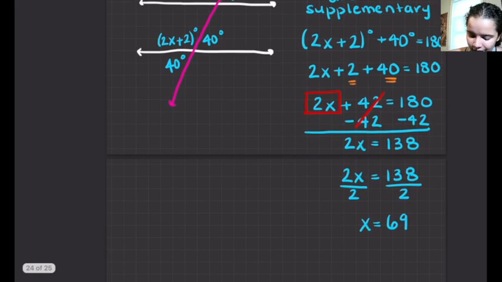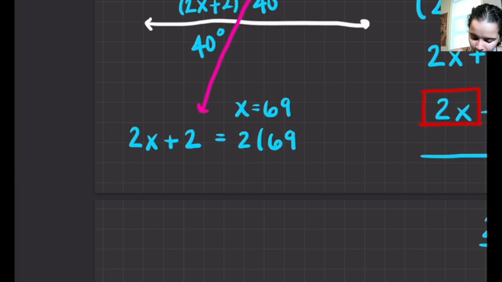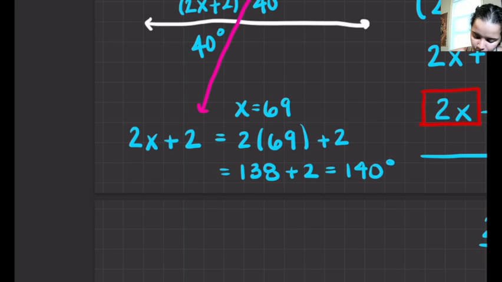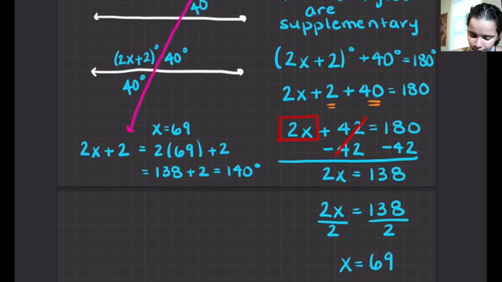So x is 69 degrees, which means that if I want to solve for that angle, it was 2x plus 2. We know that x equals 69 degrees. So now from there, all I have to do is plug in 69 for x. Okay. And 69 times 2 is 138 plus 2, which is 140. Okay. And that's pretty much it.